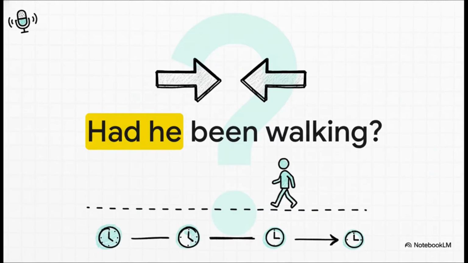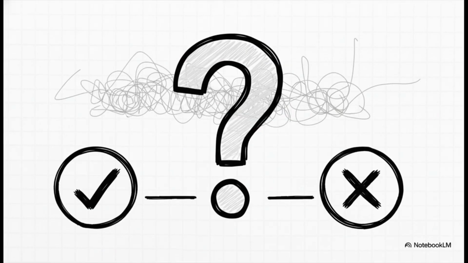To ask a simple yes-no question, all you do is you flip the subject and had. It's that easy. So a statement like, he had been walking, becomes the question, had he been walking? The word had just hops right to the front. And the answers are just as straightforward. You don't need to repeat the whole thing back. A quick, yes, he had, or no, he hadn't, is all you need.